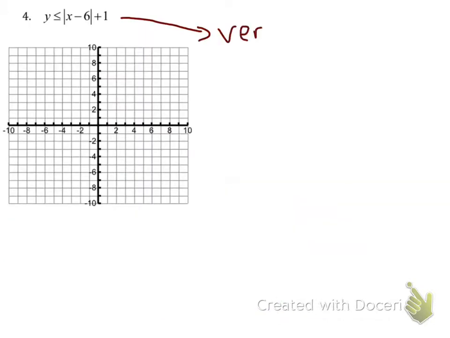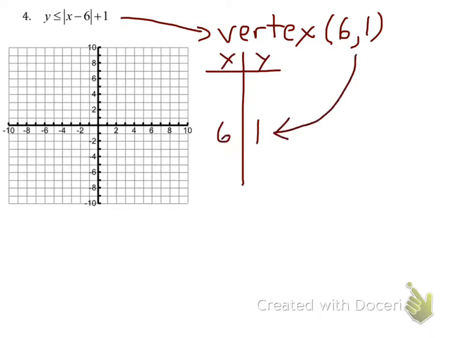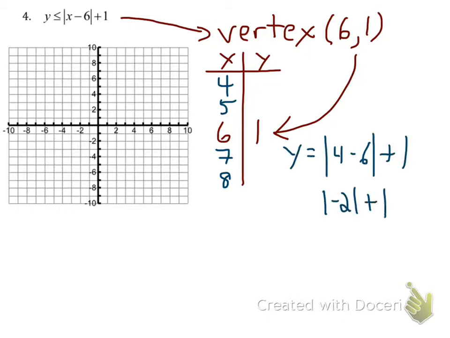Our last example, the vertex would be 6, 1, and I'm going to put that again in the middle. This time we want to make our other domain values 4 and 5, and then our last domain values 7 and 8. So let's see what happens when we evaluate. X would be 4, and then we can see what y is for the range, because remember, y and f of x are the same thing. They both mean the range. This problem has a y in it, so y and f of x are both representing the range.